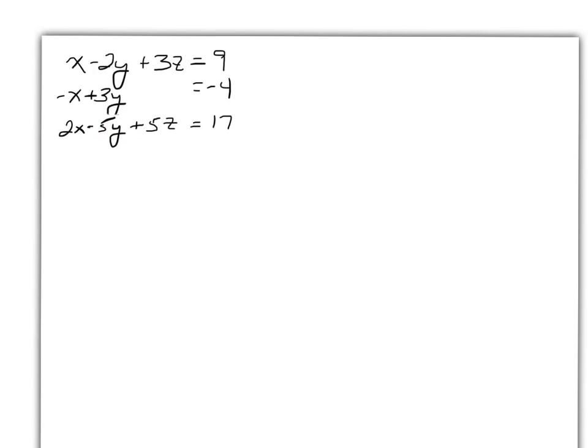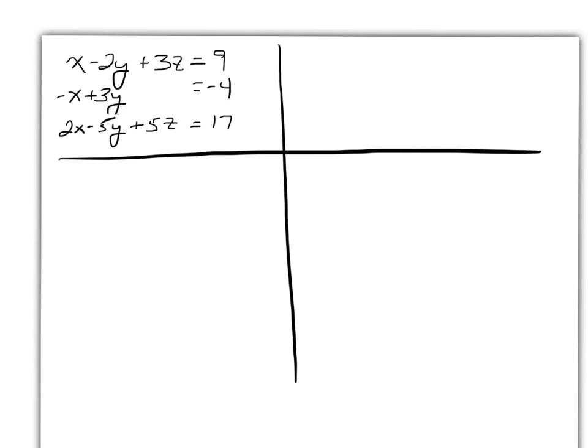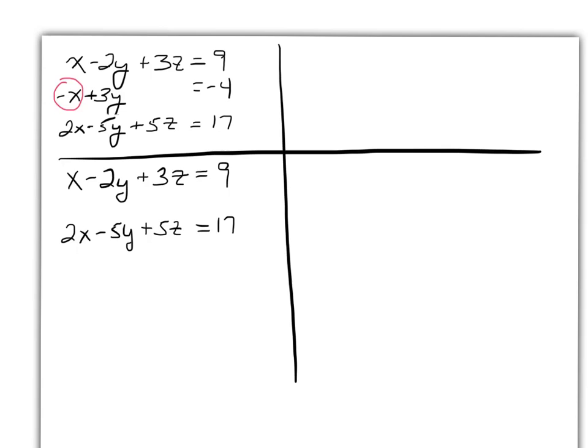And what I do is I kind of make a table over here. And I'm going to circle the term I want to eliminate. And before I do that, I'm going to rewrite the two equations that I'm going to leave alone. I'm going to leave a space. We've got 2x minus 5y plus 5z equals 17. And we'll leave a space for our new second equation that does not have this x here.